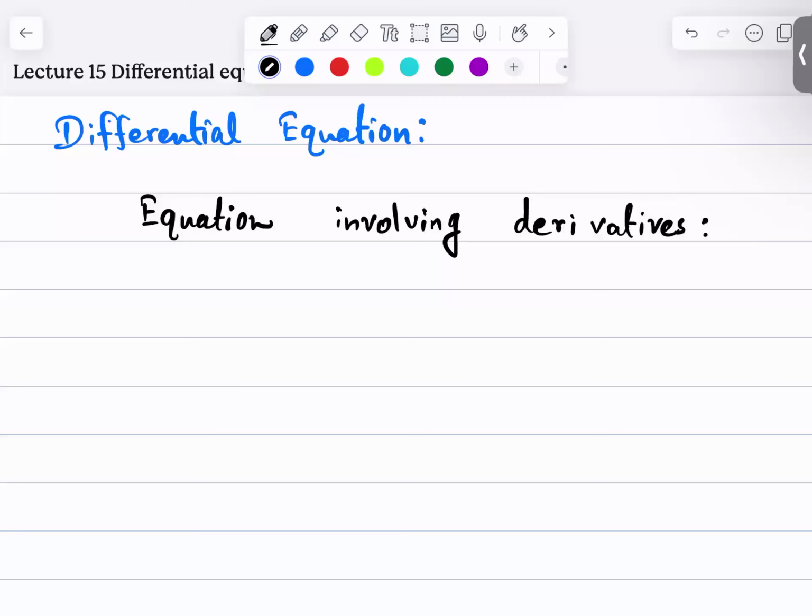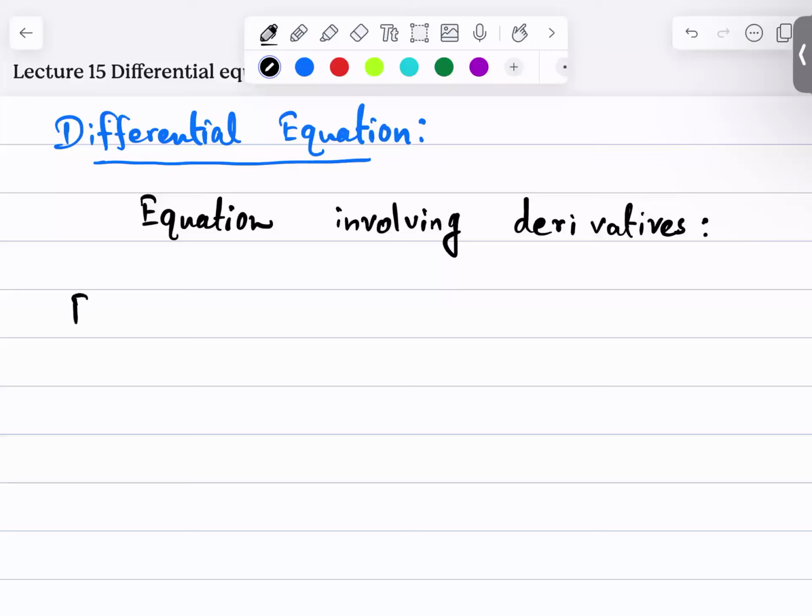Hello everyone. So this is lecture 15 of MA 221, and today we'll be discussing differential equations. So what are actually differential equations? An equation involving derivatives. Before looking into some examples, just let me classify some types of differential equations.